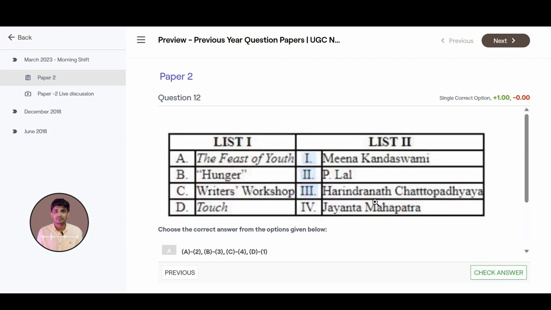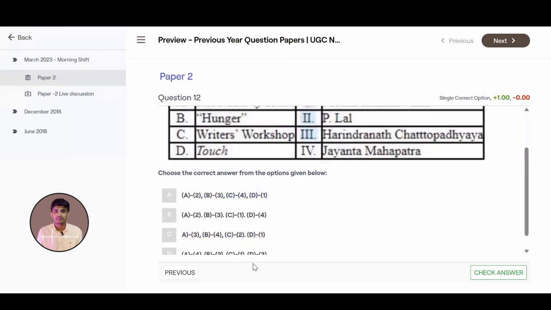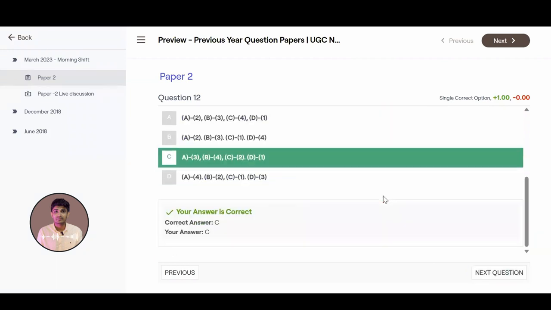Next question. This is again a match the following question from Indian literature. Try to give me the answer. The Feast of Youth, Hunger, Writer's Workshop, Touch. On the other side, we have Meenakshi Swamy, P. Lal, Purushottam Lal, Harindranath Chattopadhyay, and Jayanta Mahapatra. Give me the answer. I think you will take some time. So let me. C is the answer. Correct. Muhsin is right.